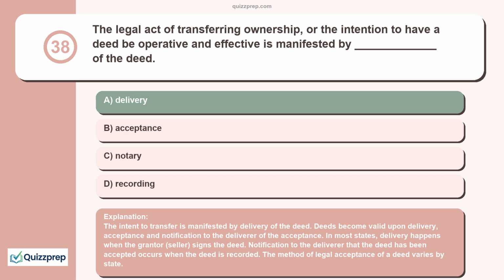Deeds become valid upon delivery, acceptance and notification to the deliverer of the acceptance. In most states, delivery happens when the grantor, seller, signs the deed. Notification to the deliverer that the deed has been accepted occurs when the deed is recorded. The method of legal acceptance of a deed varies by state.